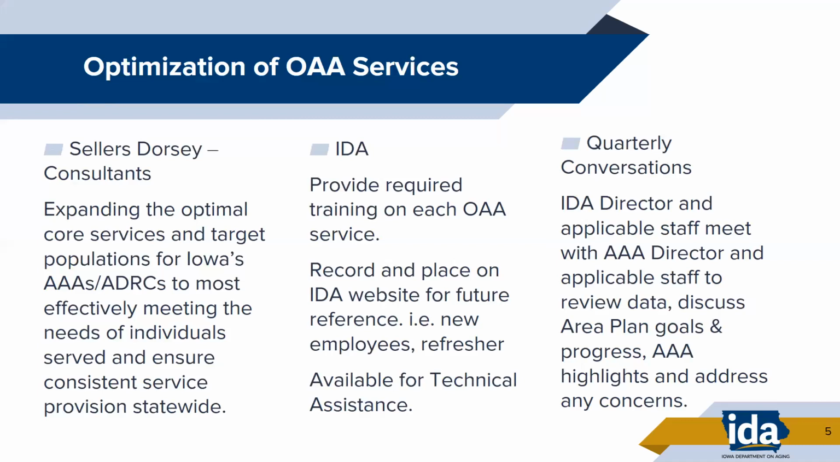These meetings are at the Department on Aging, and it's for the Director Miller will be meeting with the Area Agency on Aging Director, and then the applicable staff from IAD, from the Department of Aging, and from the AAAs will also be a part of that group. It will include reviewing data, talking about area plans, goals, and processes. AAAs can highlight the best practices that they're having, and then we can address any concerns or clarifications that either party needs, whether it's the department or the AAA.